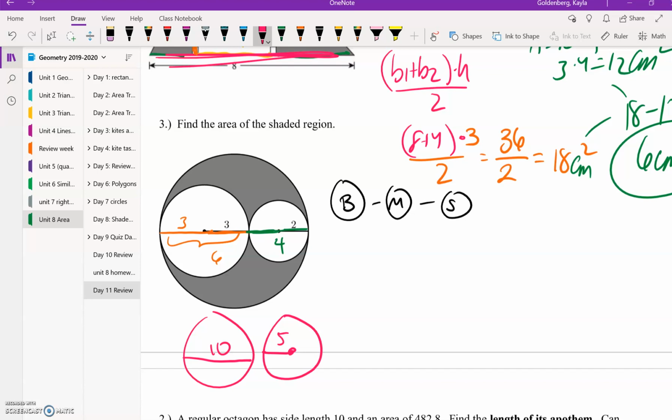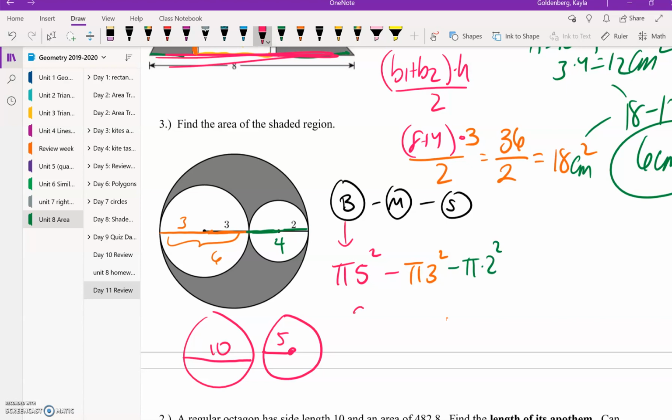And this is going to be a really cool problem, I think, because if I did my area, which is pi r squared, the big one's going to be pi times 5 squared. The medium's going to be pi times 3 squared. And the small one is going to be minus pi times 2 squared.